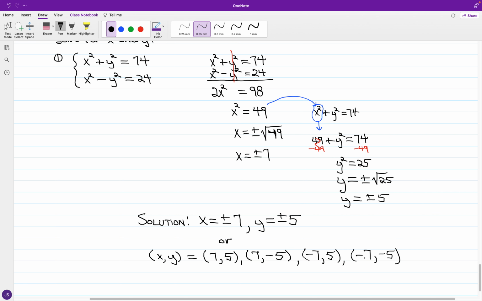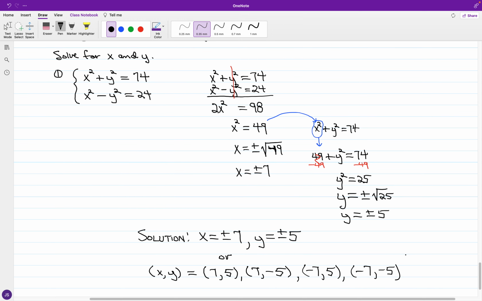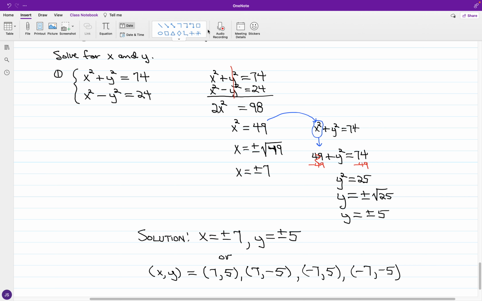And so if you take any one of these 4 points and take their squares, with all of these combinations you get the sum of the squares at 74, and also the difference of squares ending up at 24.